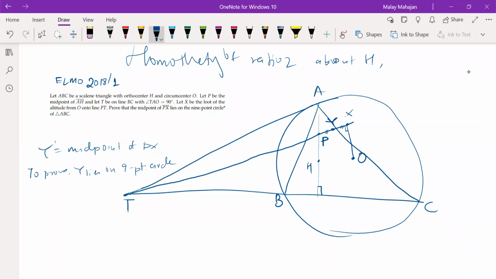You just want the perpendicular at Y intersection BC to be the midpoint. If M is the midpoint of BC, then you want MY perpendicular.